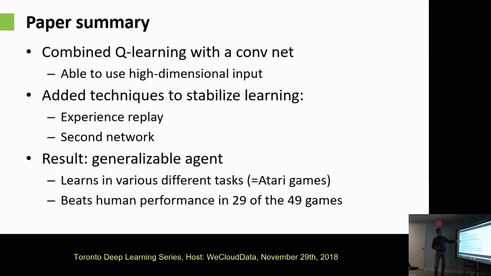They also used techniques to stabilize learning, so that the learning does not diverge or end up with bad values: experience replay and a second network for target predictions. As a result, they got a generalizable agent that can handle different tasks, meaning entire games, which showed that it can beat human performance in 29 out of 49 games.